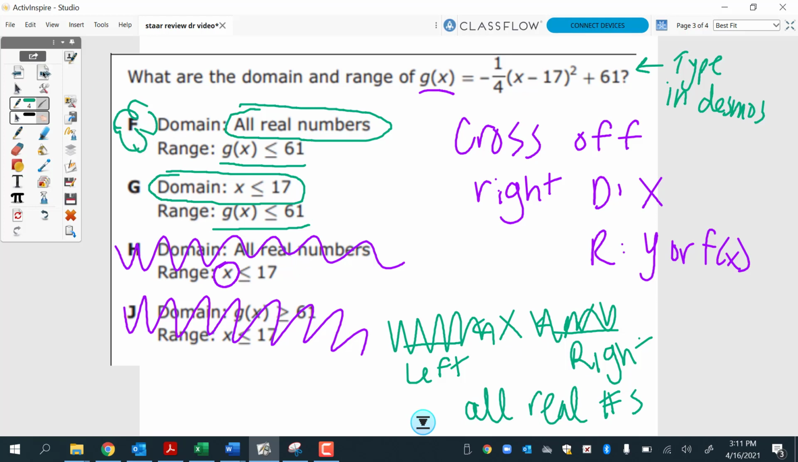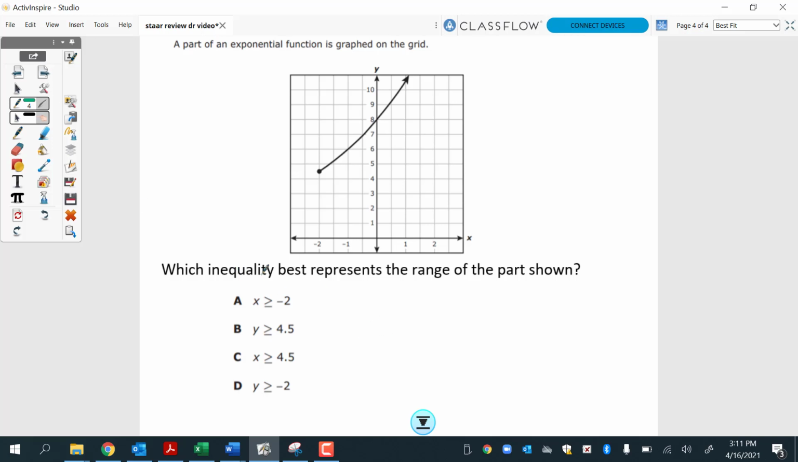Let's look at the last one. Which inequality best represents the range of the part shown? They set up here, a part of an exponential function is graphed. Range. Does range mean X or Y? Well, it means Y, or f of x. It could say either of those things. So I'm going to cross off the ones that do not say that. Well, this said X. That's not right because we want range. This said Y. That's in. This said X. Can't be that. This said Y. That's good.